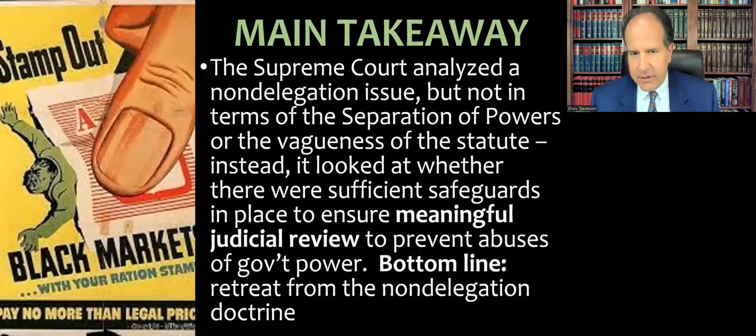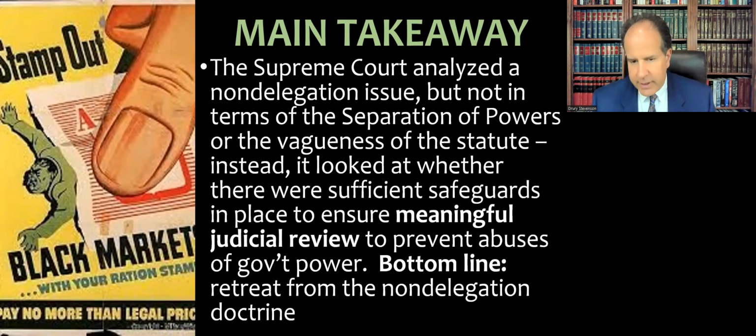So the main takeaway here is that the Supreme Court analyzed a non-delegation issue with a statute, but it didn't do so in terms of the separation of powers or the vagueness of the statute. And those are how the court had been handling non-delegation cases in the late 30s and early 40s. Instead, here, the court looked at whether there were sufficient safeguards in place to ensure meaningful judicial review to prevent abuses of government power. The bottom line here is that this case marks a retreat.